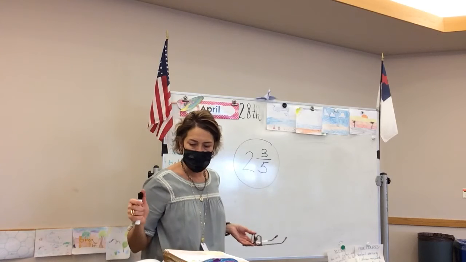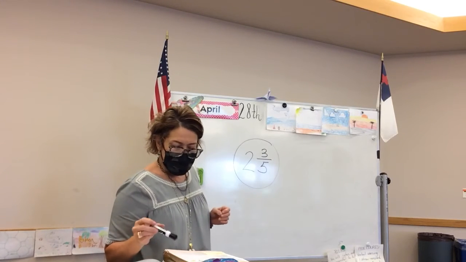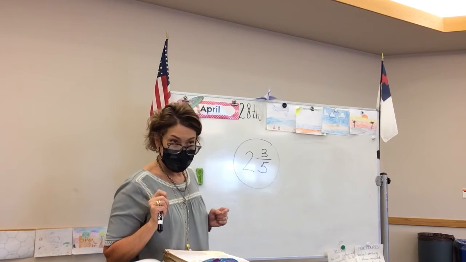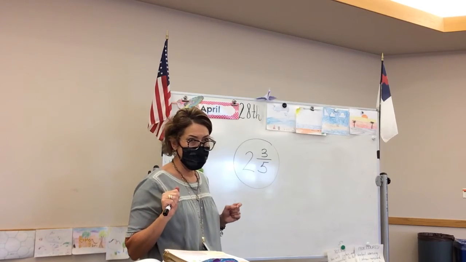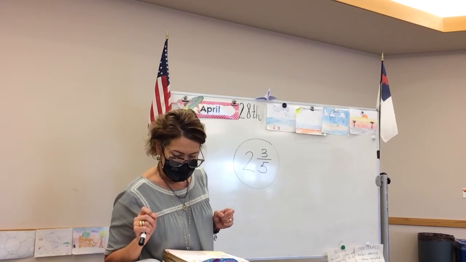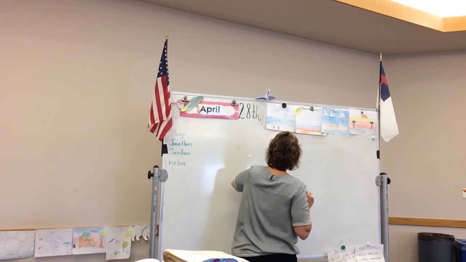All right, let's do one more. Let's do C. What is going to be the whole number in this mixed number? What is the whole number? McKenna? 1. All right, very good. We know 1 is the whole number.